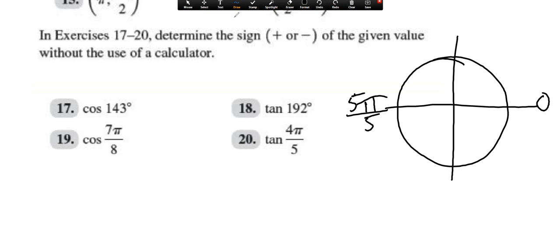Would you find it in quadrant 1 or quadrant 2? You would have to find it in quadrant 2, right? It kind of makes sense that if you have to split that top half of the circle up into 5 pieces, and you want 4 of them, it's going to be landing somewhere in this quadrant, whether you know what it is or not.